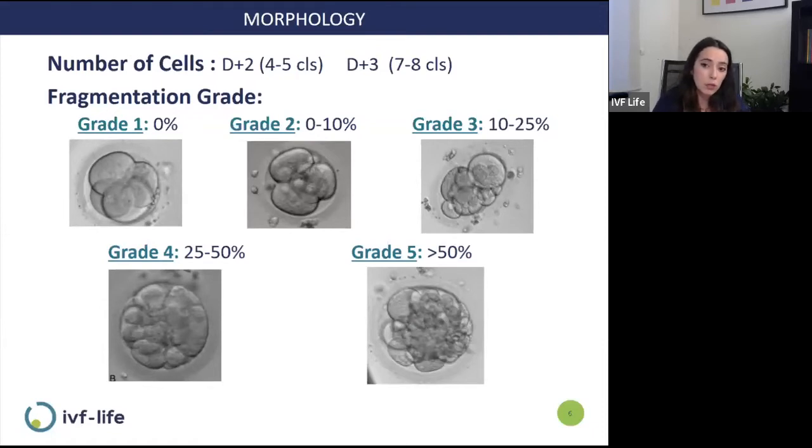But what happens with embryos is that sometimes they release these fragments because they're trying to correct themselves. They discard parts that they don't really need, and they manage to form this blastocyst structure even though they were fragmented on previous days. But of course, we need this as quality control in order to classify the embryos at these earlier stages.